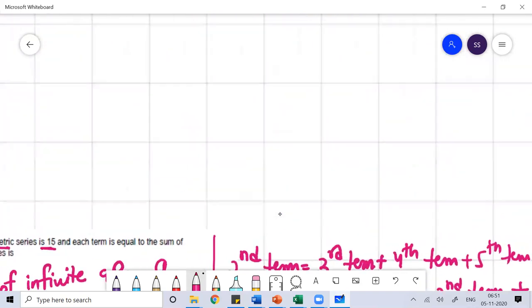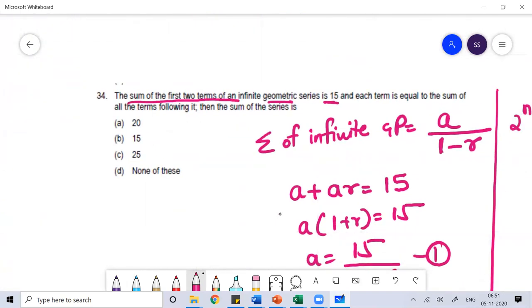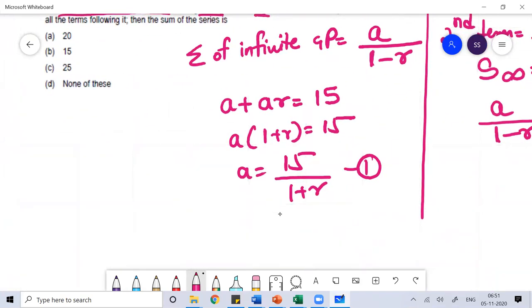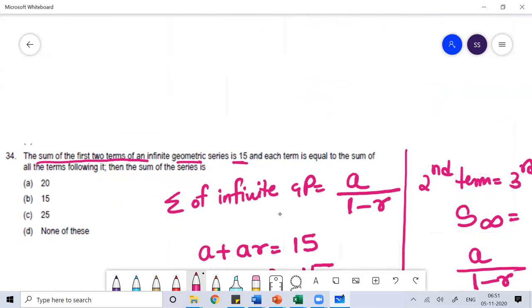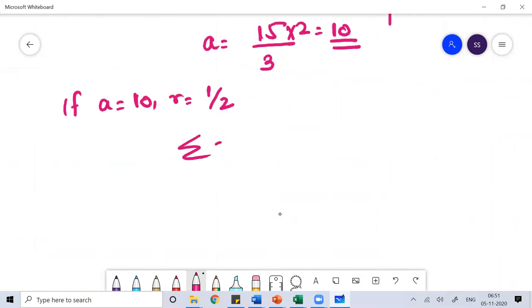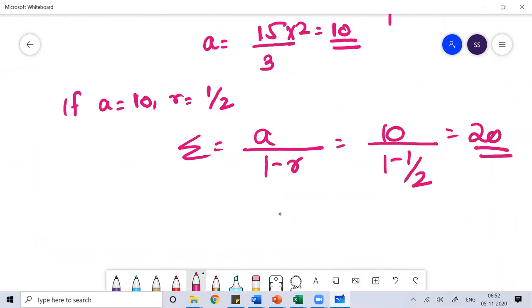And you know that the R value is 1 by 2. So what is the value of A? The value of A would be 15 divided by 1 plus R, that is 1 plus 1 by 2, means 3 by 2. So the value of A would be 10. So A is 10 and R is 1 by 2. What they're asking is to find the sum of the series. What is the formula of the sum of the series? A by 1 minus R. So A is 10, 1 minus 1 by 2. Sum of the series is 20.